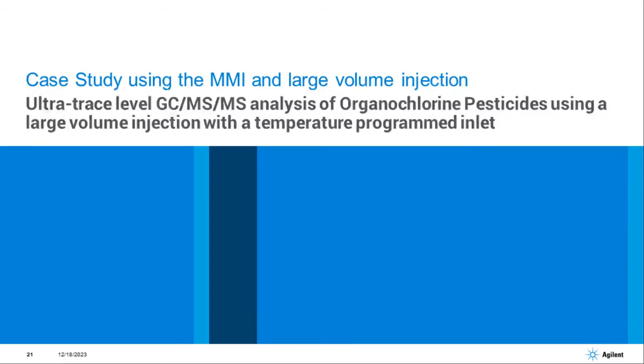So now that we've gone through the procedures of setting up a solvent vent method using our MMI and inlet, and again, why you might want to do that, we're going to go ahead and look at an actual case study here. So this was using the MMI inlet and a very large volume injection to determine ultratrace level analysis on the GC-MS of organochlorine pesticides using the MMI inlet.